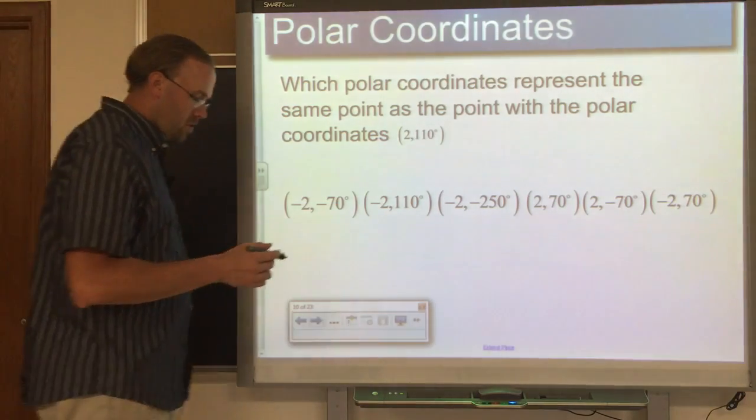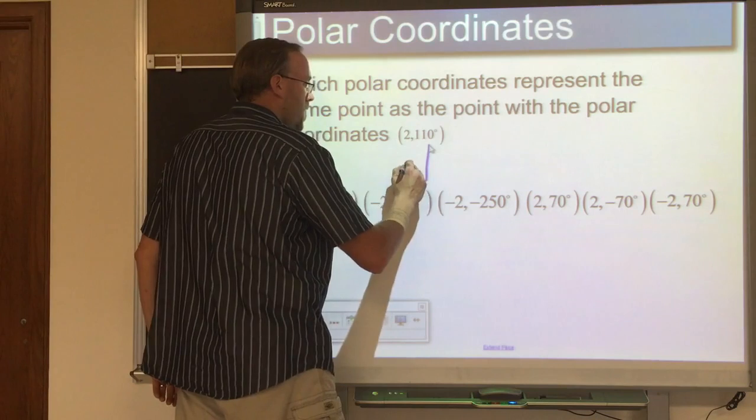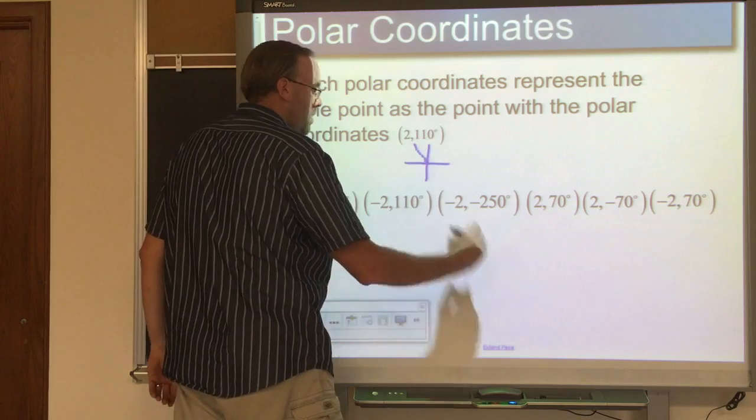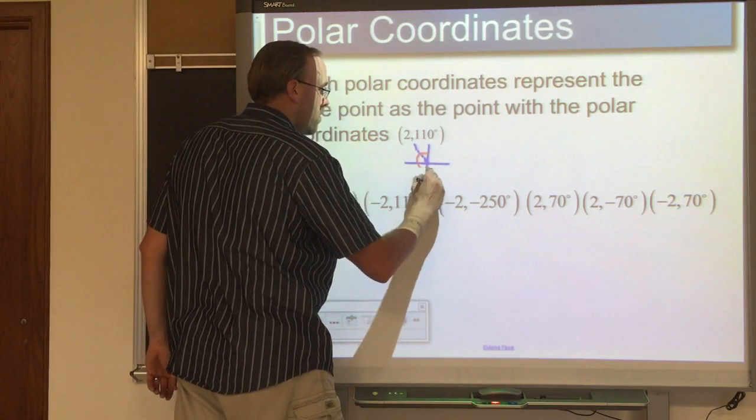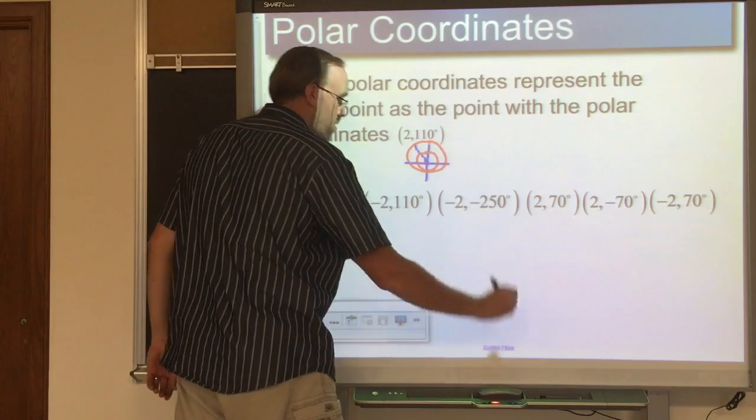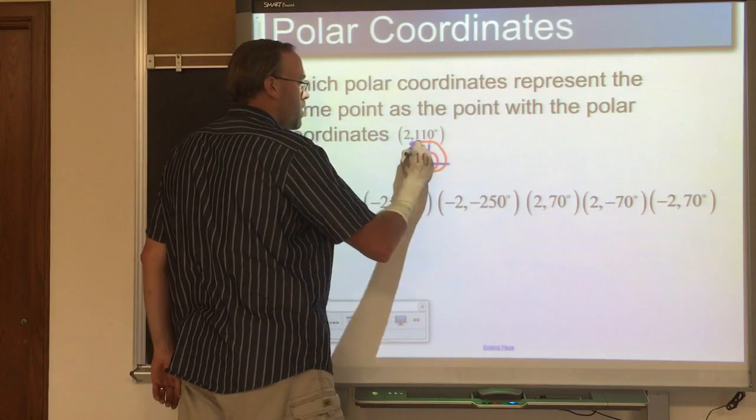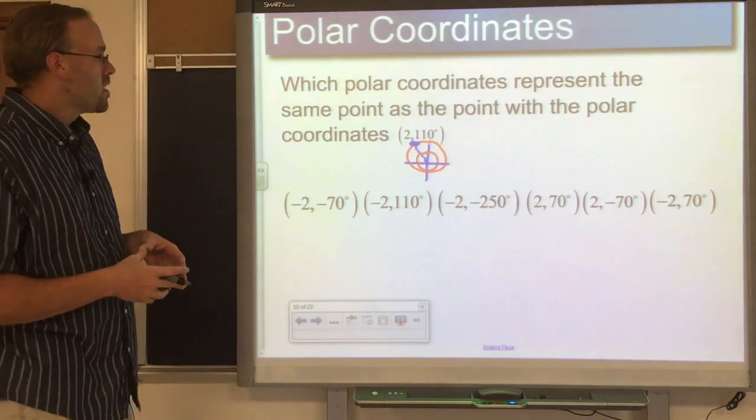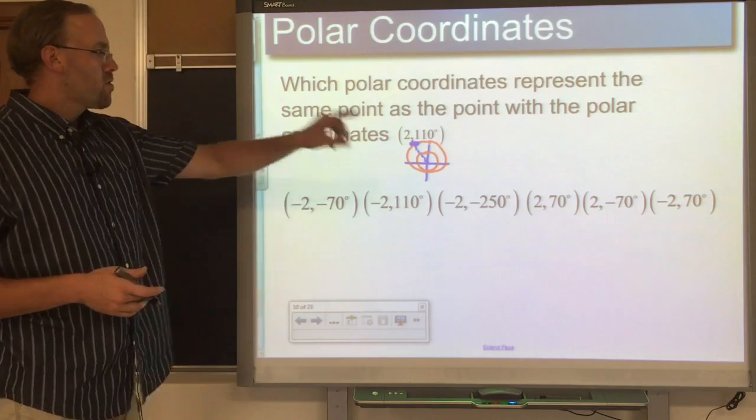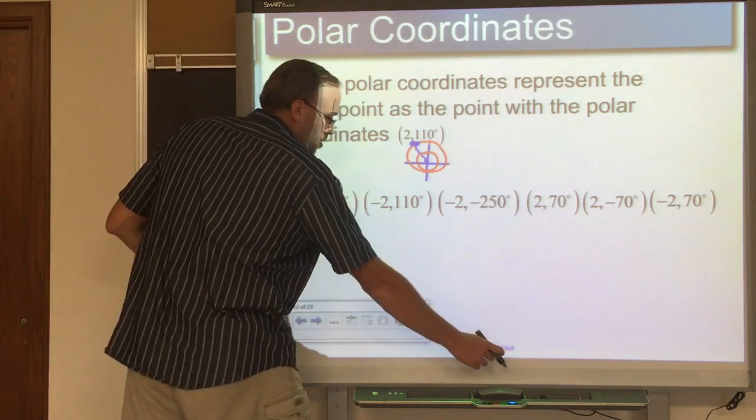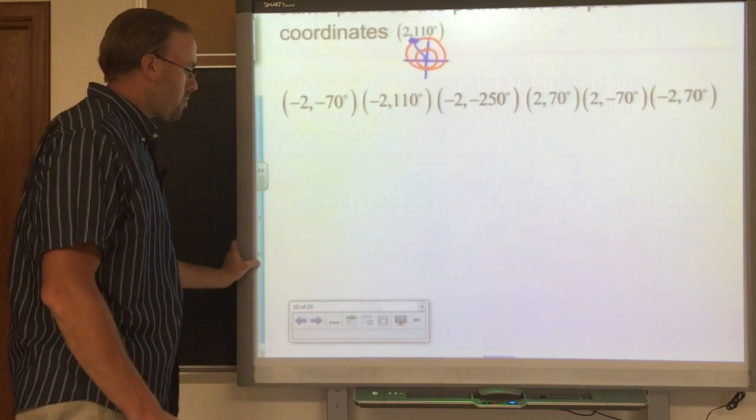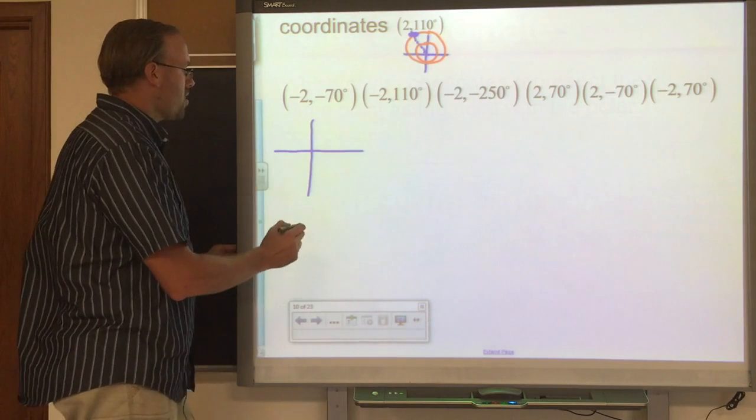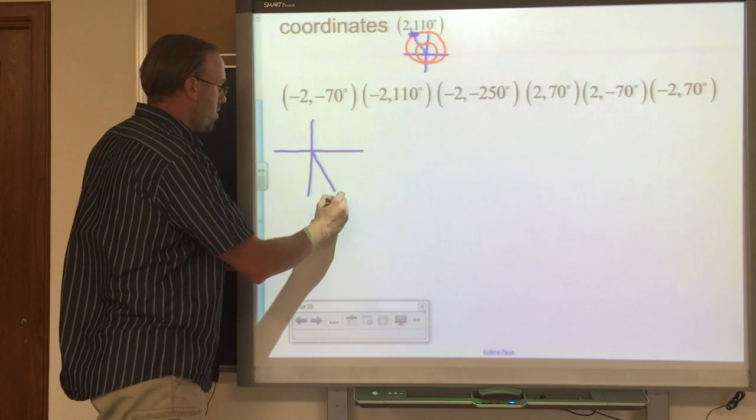So first, let's draw a quick sketch of what this would look like. 110 degrees would be off this way. And I have an R value of 2. That means my point is here. So I have a point that's in the second quadrant. So we want to look at these and see which ones of those do the same. So -2, -70 degrees. So -70 degrees would be down here.